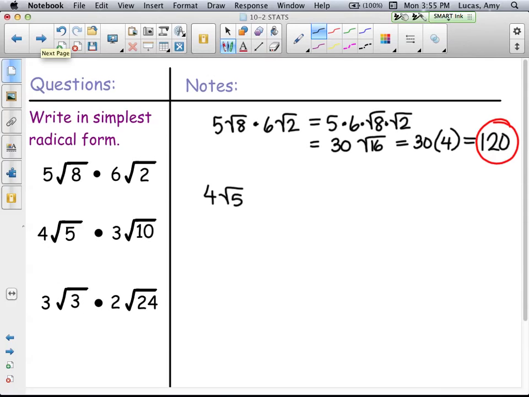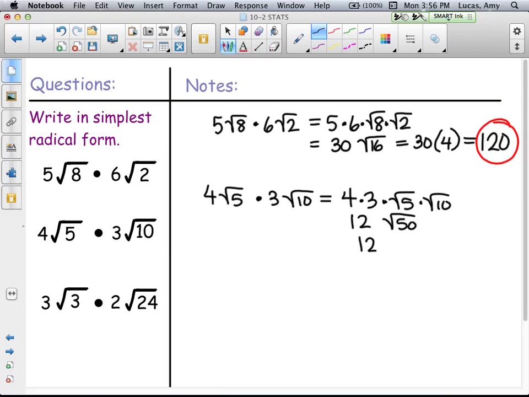4 times the square root of 5 times 3 times the square root of 10. So I'm going to put my 4 and 3 together, and then my square root of 5 and square root of 10. So 12 times the square root of 50, well, the square root of 50 breaks down because the perfect square factor it has is 25. So 25 times 2. So now it's 12 times 5 times the square root of 2, or 60 times the square root of 2.